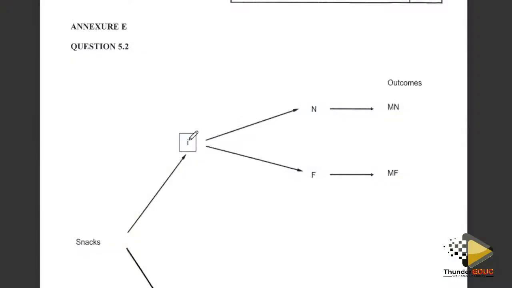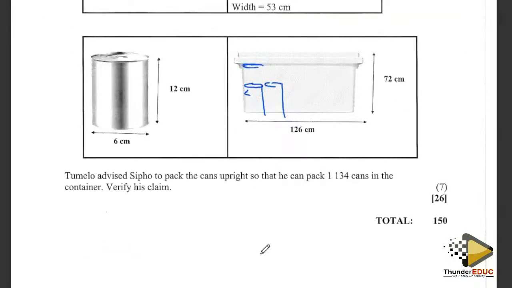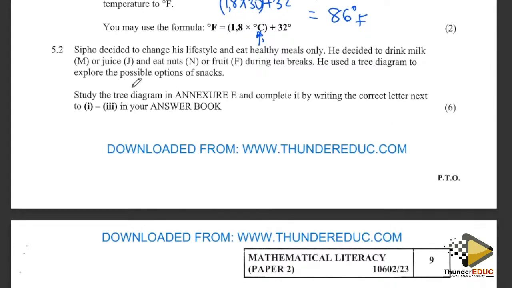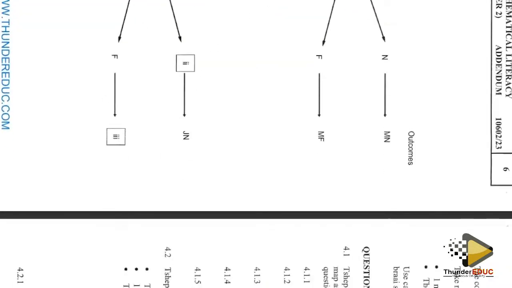So I, can after can, M, N, J, F during tea breaks. He used a tree diagram to explore the possible options of snacks. Study the tree diagram in the next year E and complete it by writing the correct letters next to Roman numeral 1 to Roman numeral 3. Okay, let's go and we see their next year there. Here we go.